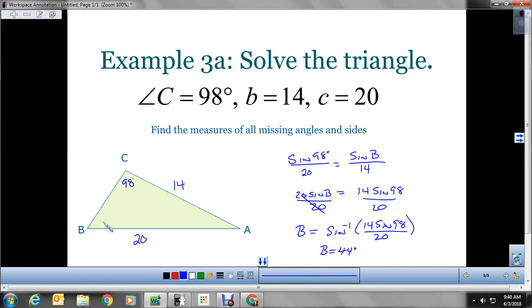Now, as we put this in here, we can figure out what angle A is. Because we have two angles of a triangle, we can find the third by adding them together and subtracting from 180. So that's going to give us 38 degrees. Now that leaves us with one other side length. We've got all three angle measures. We only have one side length left to find, which is side A.